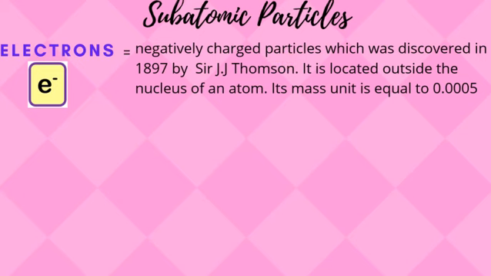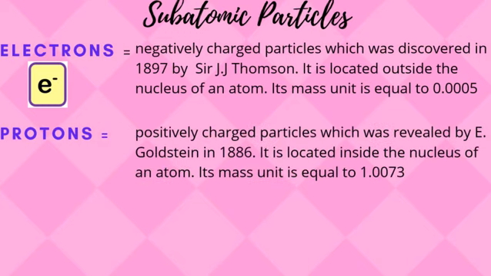Sir J. J. Thomson is an English physicist who conducted many experiments, such as the flow of electric current via gases. Another subatomic particle of the atom is the proton. Protons are the positively charged particles, which were revealed by Goldstein in 1886. It is located inside the nucleus and it has a mass unit of 1.0073. The representation for proton is like this for the positively charged particle.